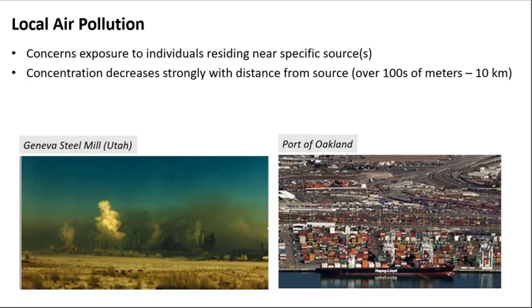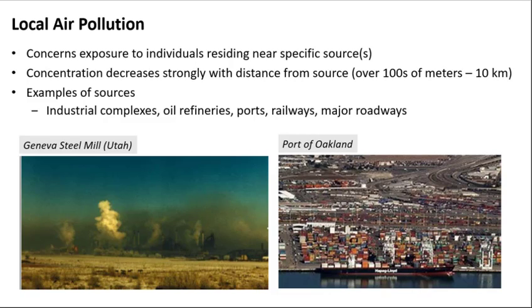Generally, appreciable changes in air pollution concentration in this case occur on the scale of hundreds of meters, out to say around several kilometers, much smaller than the distances of tens to 100 kilometers or larger, affecting ambient air pollution. Third, local air pollution generally involves specific local emission sources. Some important examples of local sources are here listed, which include major industrial complexes, oil refineries, ports, railways, and major roadways.